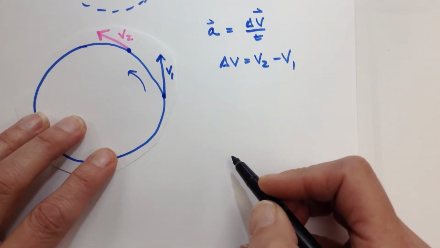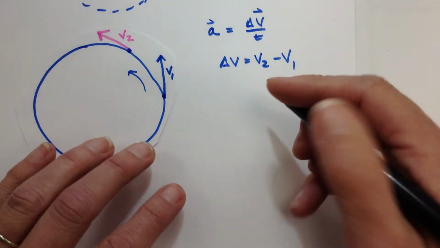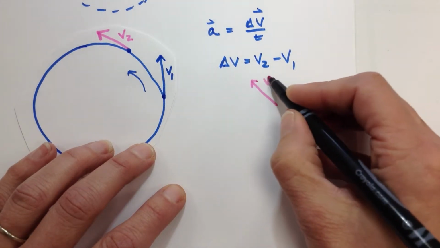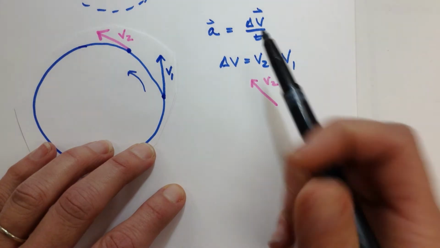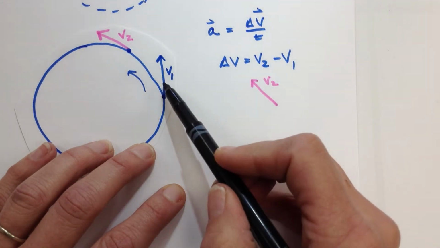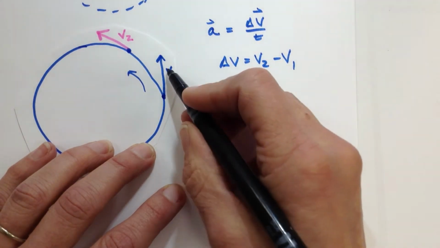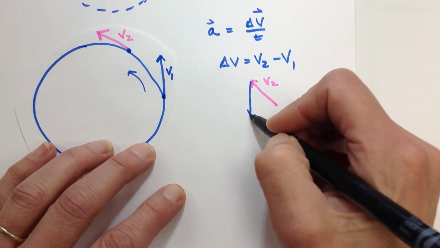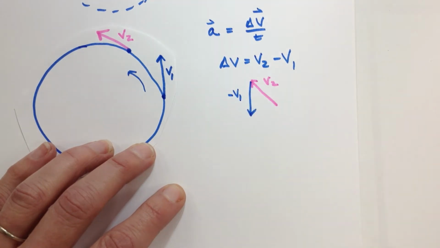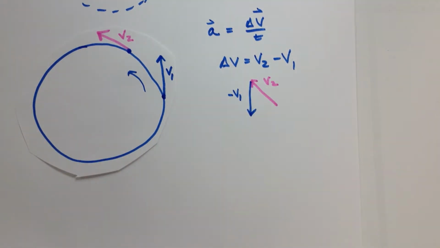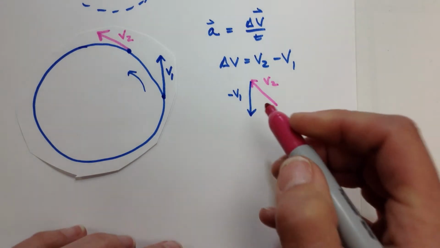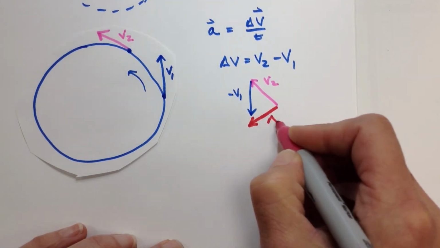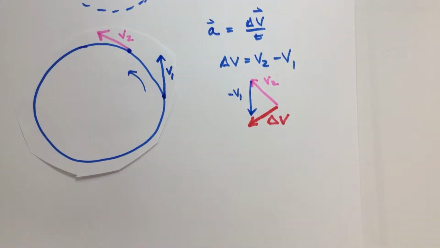And we can do a little head-to-tail addition to this. I'm going to try to draw them pretty close to scale. That would be v2. And then I want to do vector addition of minus v1. So v1 is going straight up, so minus v1 would be going straight down. Similarly, there, that's minus v1. And then the difference of those two is going to tell us what the centripetal acceleration is. So I'm going to use this other reddish marker. That is going to tell me the direction of the change in velocity.